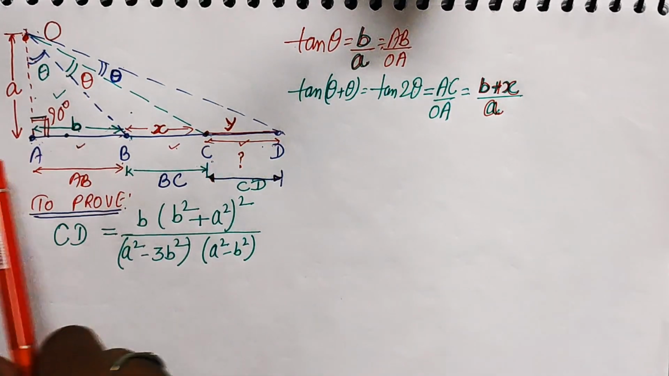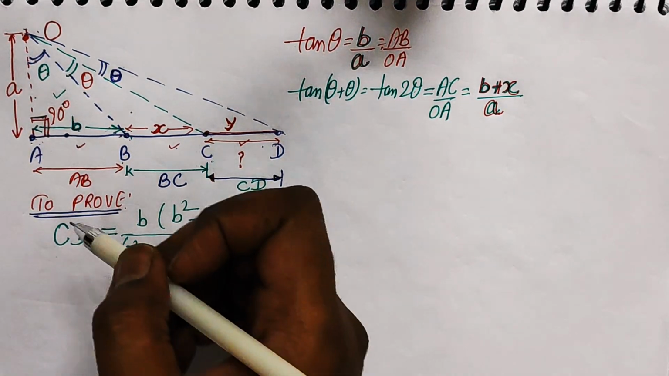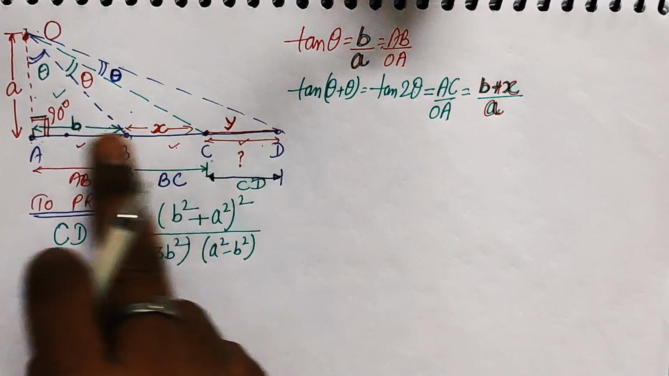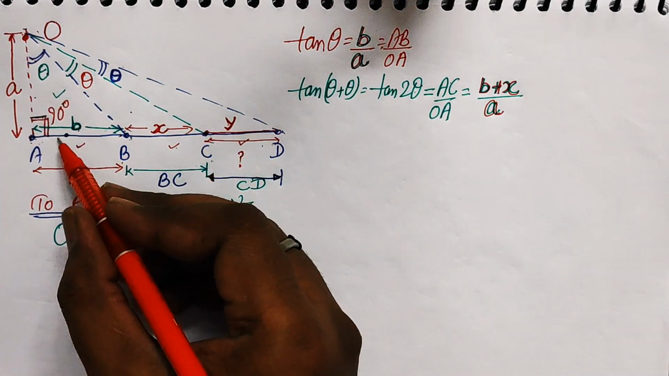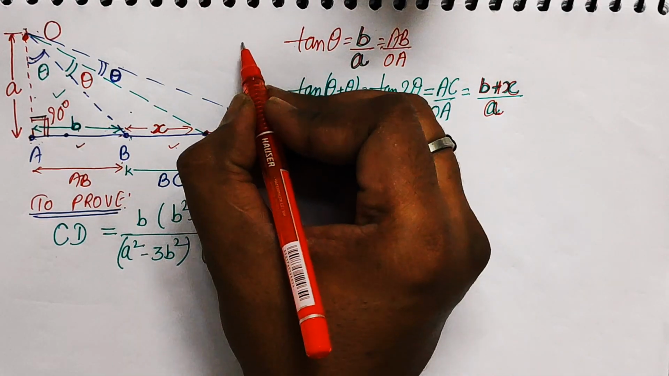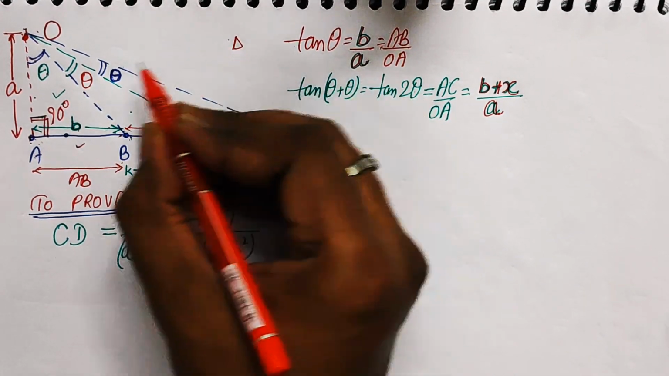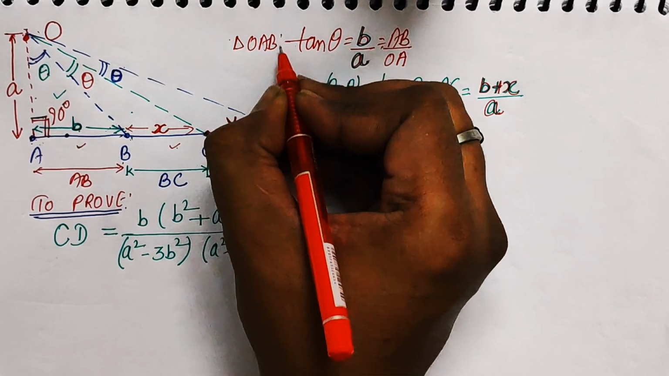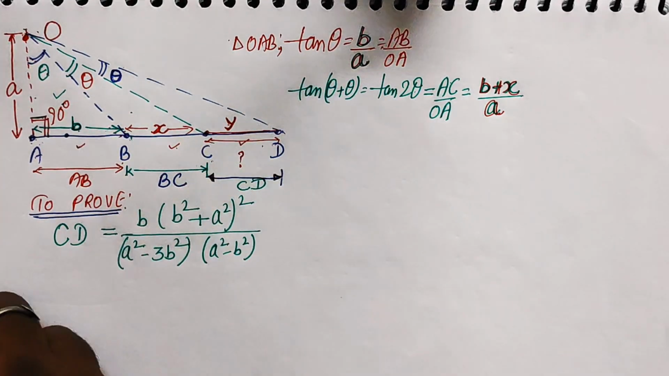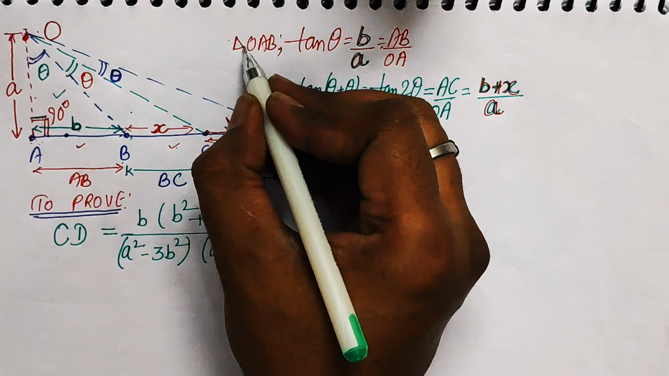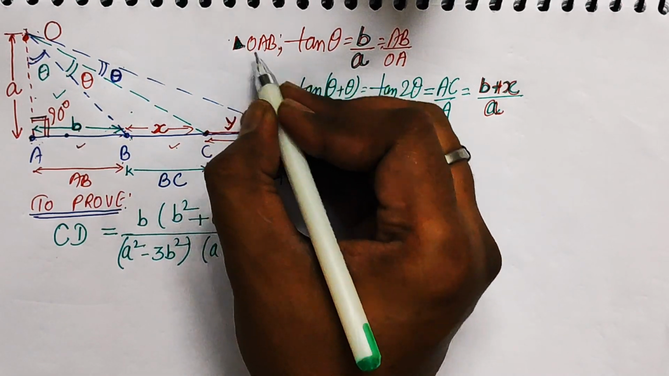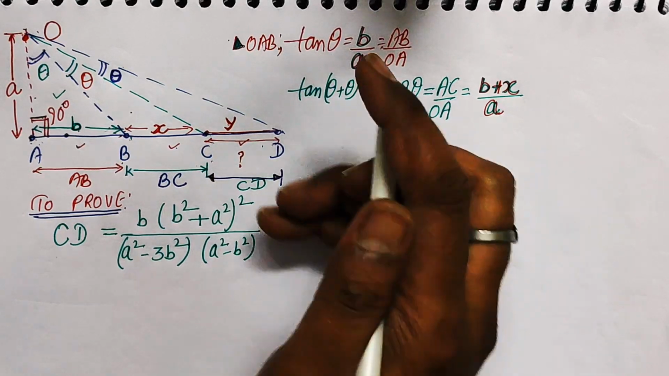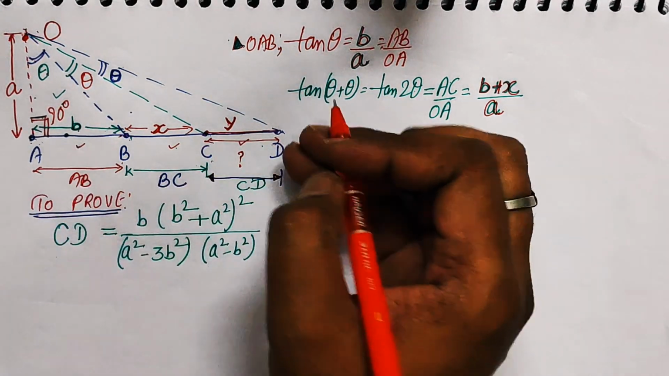Now just consider the bigger triangle, triangle OAD. Should I mention the triangle name also? So let me mention. In triangle OAB, the first part, tan theta, we get from triangle OAB, and we get the value of tan theta as b plus x by a by considering which triangle?